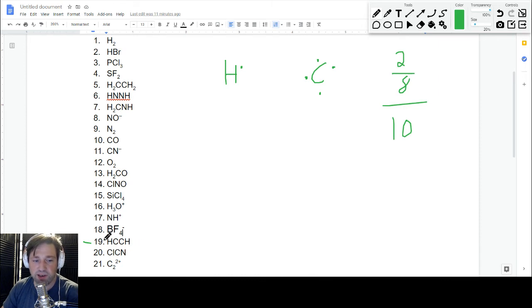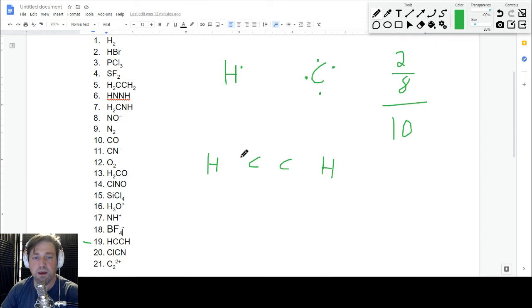Now the formula here is kind of giving you a little hint, right? But if you remember the rules, electronegatives are on the outside and hydrogens are always on the outside. No matter what, hydrogens are always on the outside. So we can kind of arrange this like so. This is going to be kind of how it's arranged.